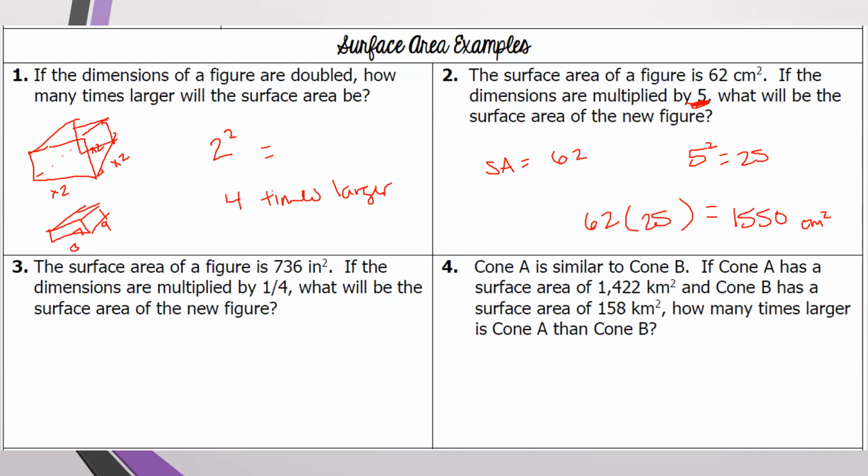Okay, so how much times bigger? Well, 5 squared times bigger. You know that word times, it means multiply. So 5 squared times bigger, or 62 multiplied by 25.